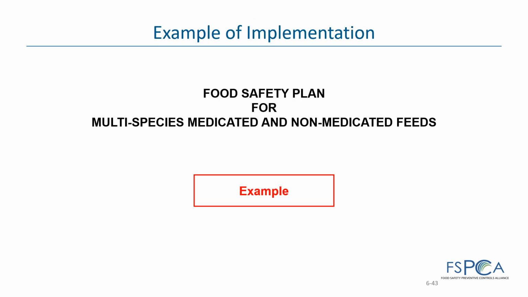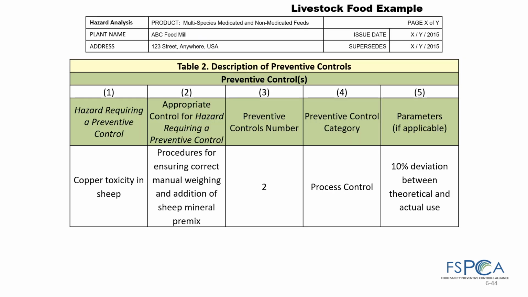Now we're going to take a look at an example of how this plays out in the food safety plan. So again, we're in ABC feed mill. They make multi-species medicated and non-medicated feeds. So now we're looking at the second table that we're going to include in our food safety plan. This is table 2. This is a description of our preventive controls.